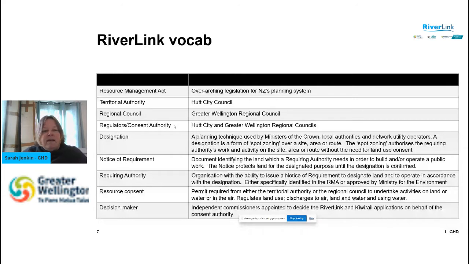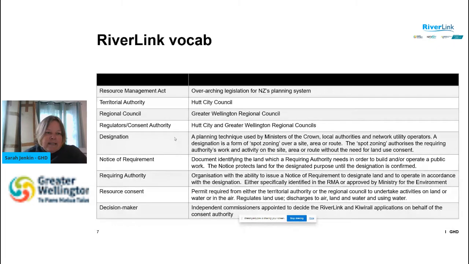Now, part of RiverLink includes designations or notices of requirement and resource consents. So I thought I'd just explain the difference. So a designation is used for public works, and it's a form of spot zoning. So it will cover a specific area and it authorises activities on that site without the need for a land use consent. So it's a different type of authorisation.